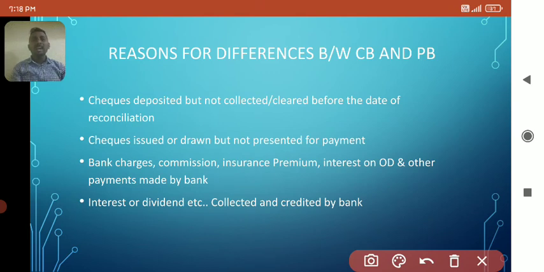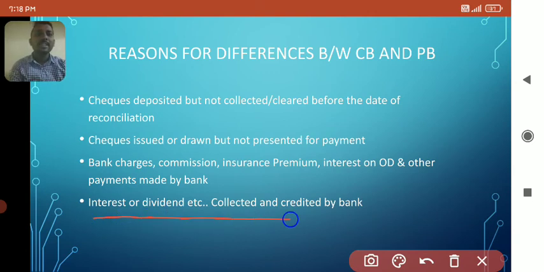Unless the customer knows the details, he will not enter the transaction into the cash book. Since the bank has already paid the charges and commission, there is a decrease in the passbook balance, but the cash book is still showing the old balance. So there is a difference between the cash book and passbook, and there is a need to prepare the bank reconciliation statement.